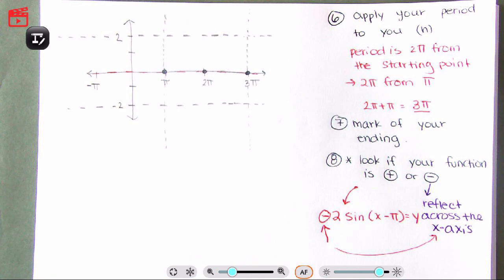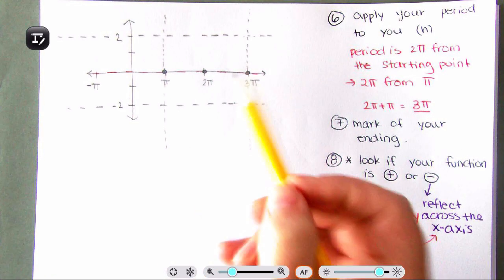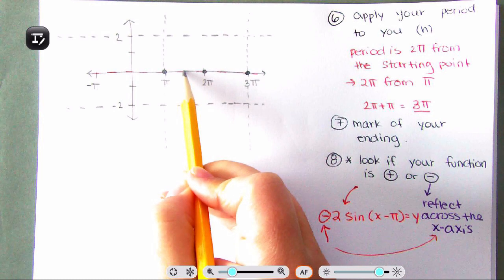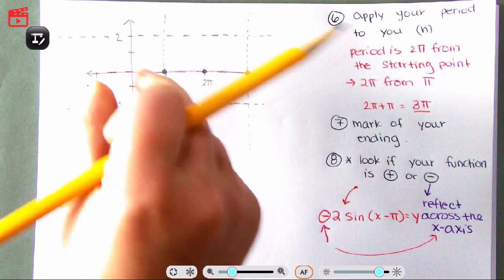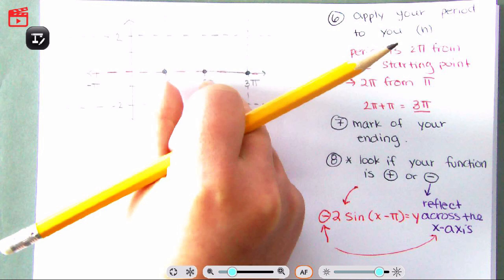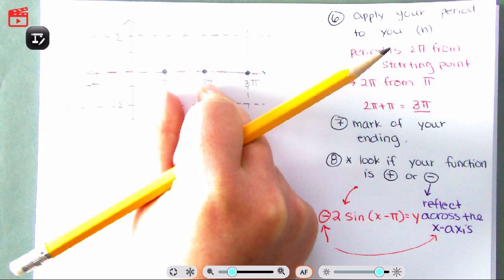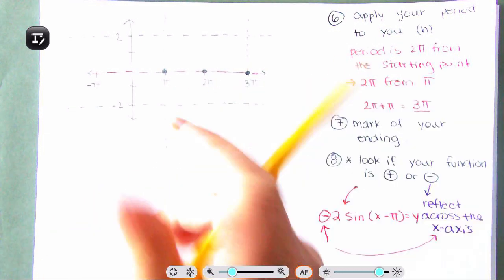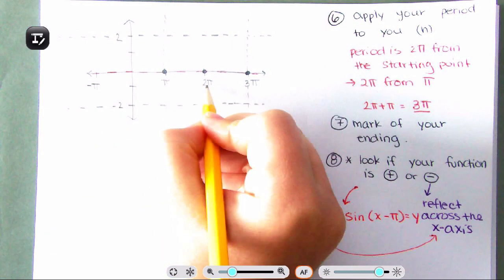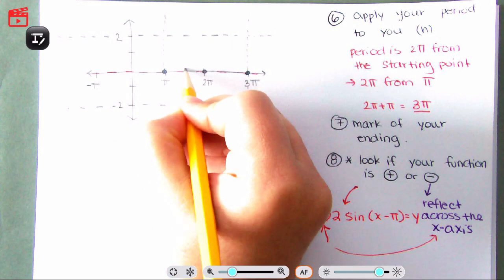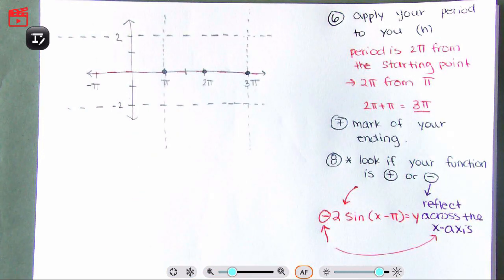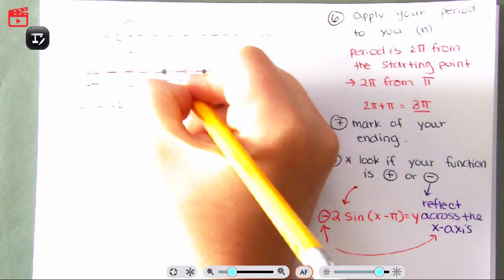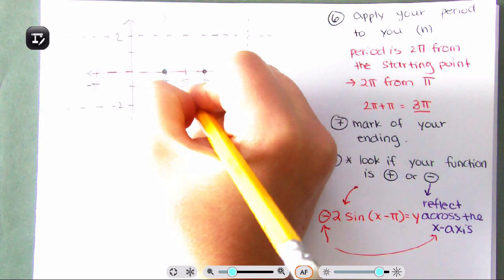Now, you need to know where the middle is. So I need to know what this is, okay? I obviously know that this is a pi distance. This is a 2 pi distance. This is a 3 pi distance, but I need to know what is between pi and 2 pi. And I'm honestly thinking in my head the unit circle. So what is halfway between pi and 2 pi? And that's 3 pi halves.